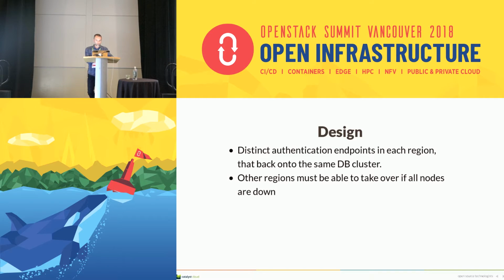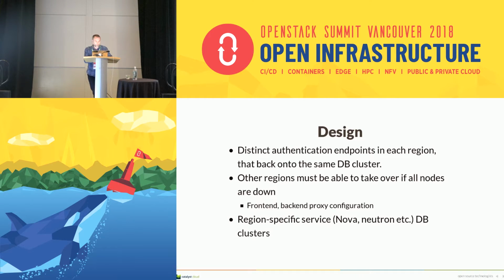So, as all endpoints are equivalent, another can take over if the others are down for any reason. And this is quite useful. It's largely a matter of front-end and back-end proxy configuration. It's important to point out that the remaining API services, Nova, Neutron, and so on, still obviously have their region-local DB clusters as before. And this is where the quota limits, private Nova flavors, and so on are kept region-specific.